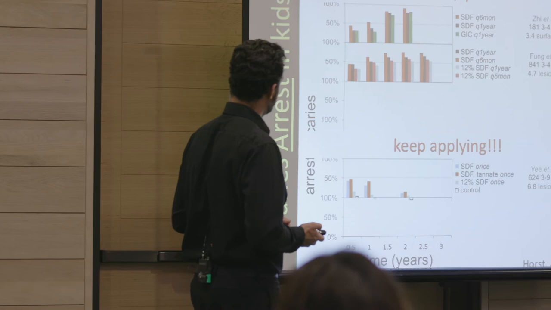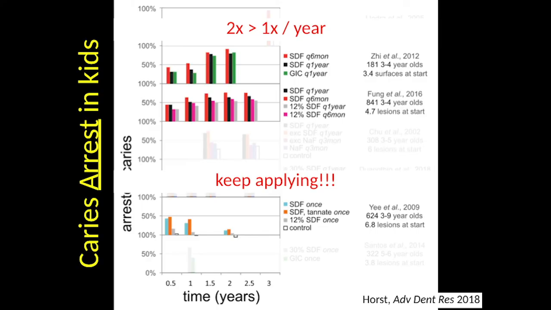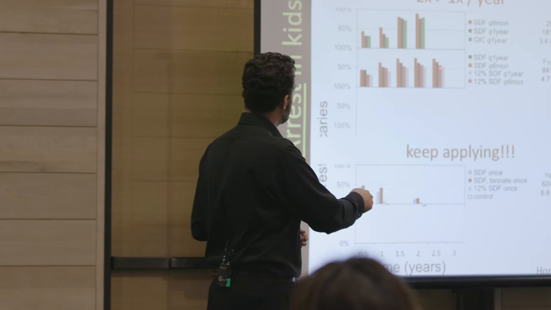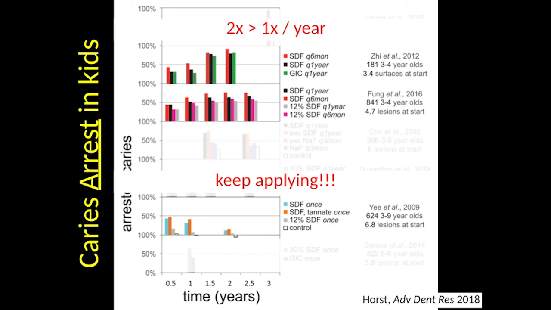This is looking at the frequency of application. The red is twice per year. The black is once per year. The red goes higher than the black. They also looked at the percentage of silver fluoride, the concentration. 38% is red and black versus 12% is pink and gray. The more is in there, the better it works. And even the low concentration stuff works to an extent.